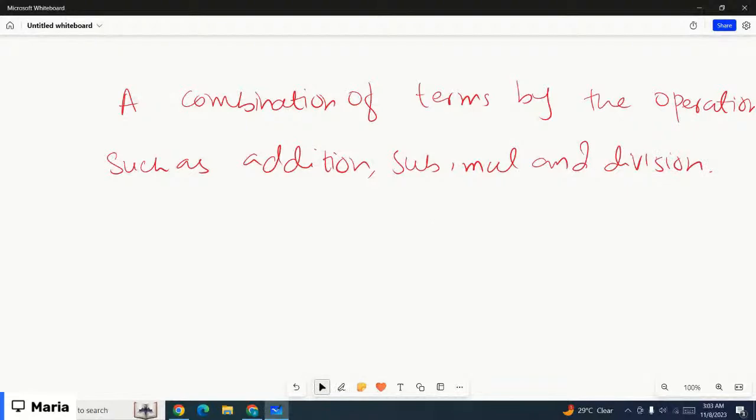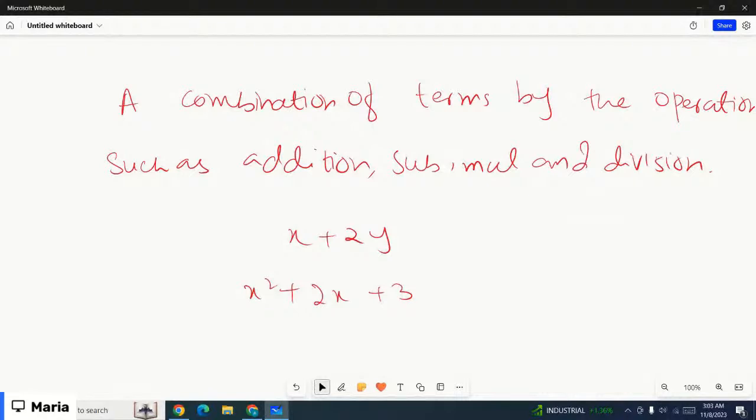So a variable expression has terms with add, subtract, multiply, or divide between them. So that would be the variable expression, right? For example, x plus 2y, that is a variable expression, right? You have x square plus 2x plus 3, that is a variable expression, right? So this is the definition of the variable expression.